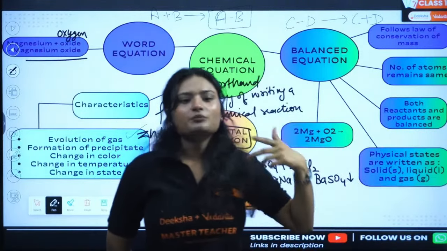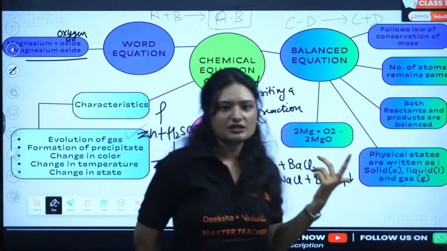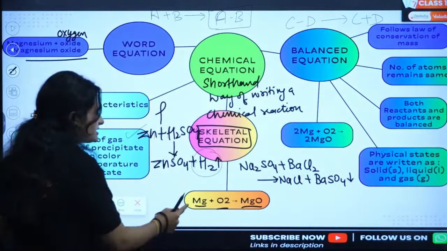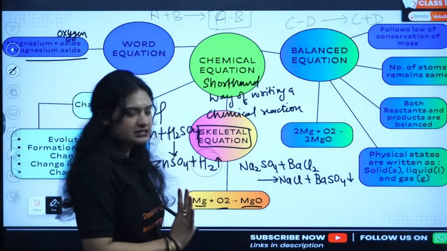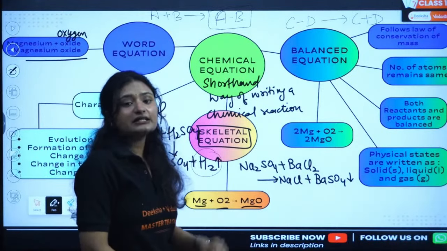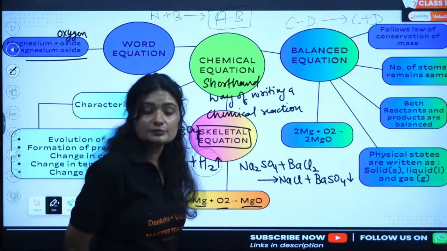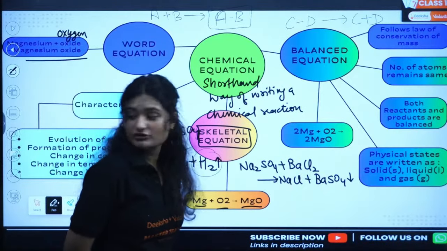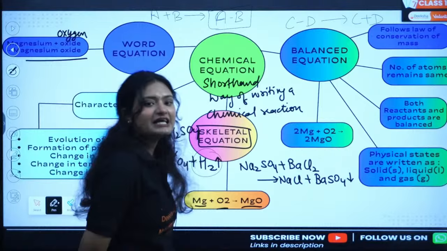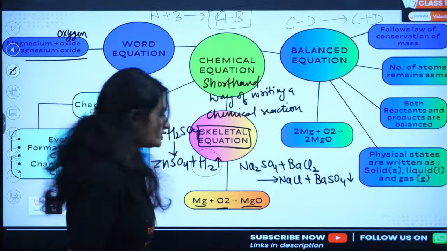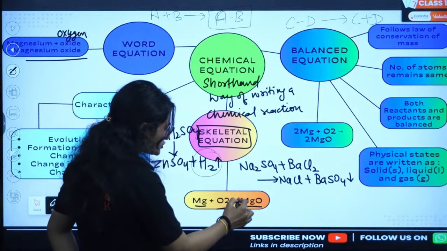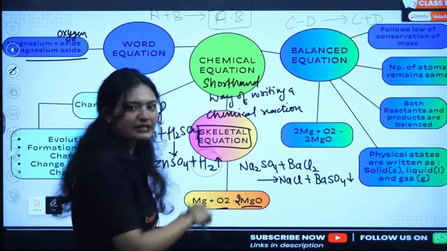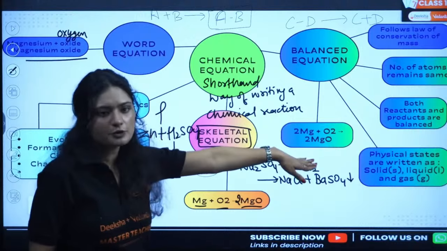Okay. Now, to get more information from a balanced chemical equation, for example, here, this equation, we have 1 magnesium on the reactant side, 1 magnesium on the product side, 2 oxygen on the reactant side and only 1 oxygen on the product side. So, what we will do? We will balance it. Yes, we will balance it, my dear kids. How do we balance it? We will add 2 oxygens on the product side.